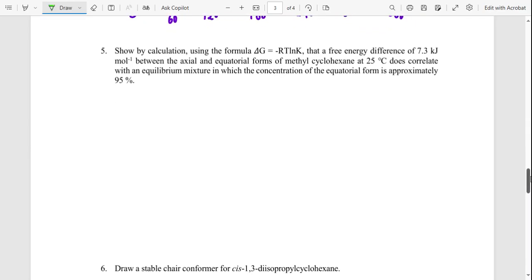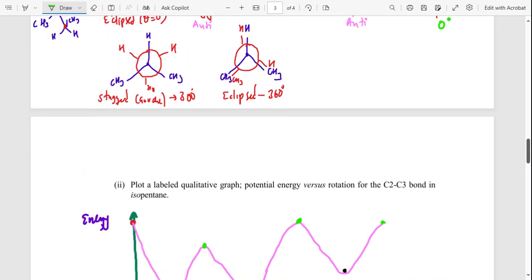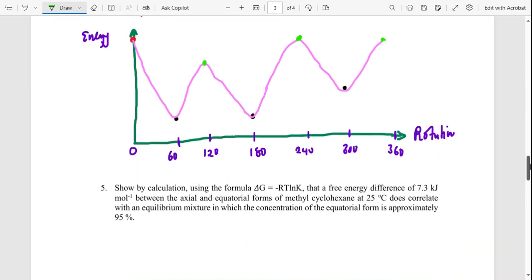Number 5 is saying, I hope we are okay. I've really taken some good time on explaining this question.